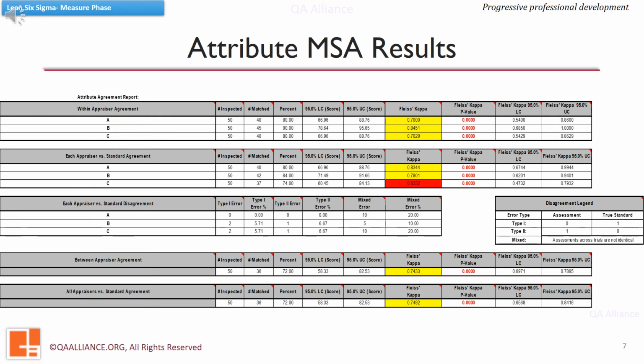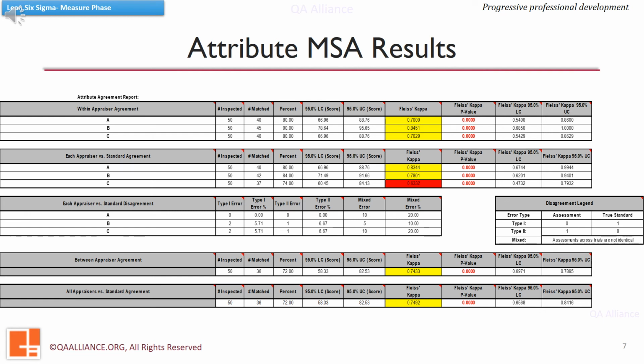The between appraiser agreement and all appraisers versus standard agreement are also known as system effectiveness scores. Greater than 95% is considered very good, 90 to 95% acceptable, 80 to less than 90% marginal, and less than 80% unacceptable. Now again, if we see the results here, the MSA is not acceptable. But as we just discussed, we need to focus on process rather than persons.